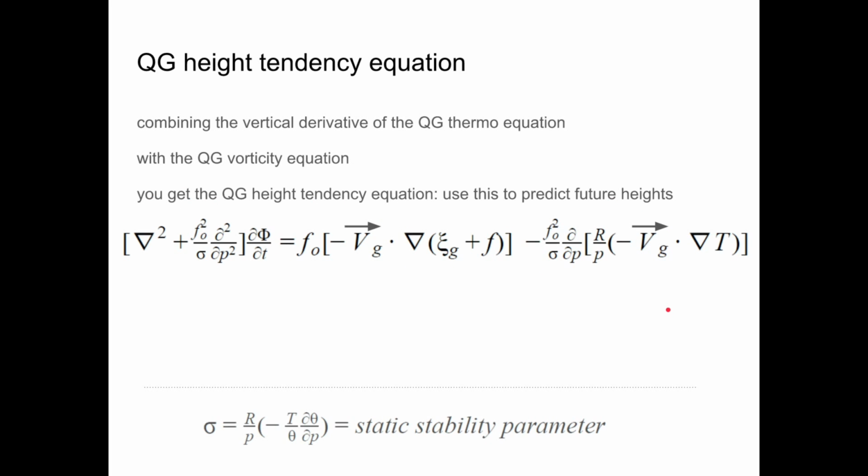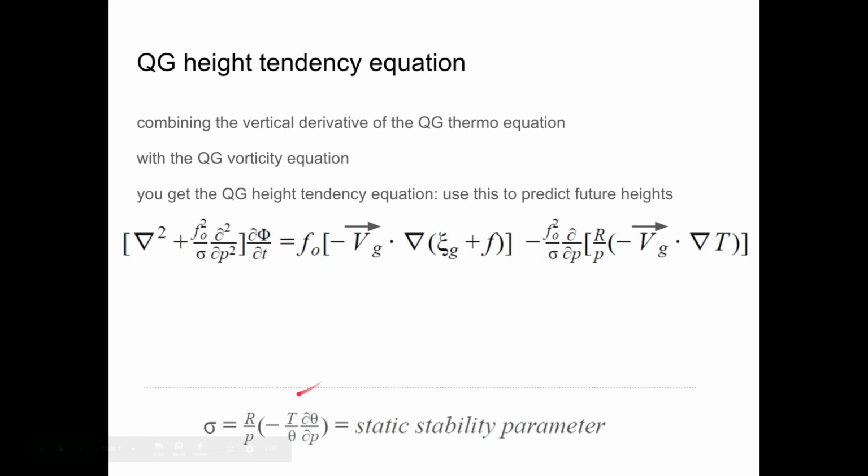So we can combine the thermo and vorticity equations in a little bit different way and keep a height tendency, keep a time derivative of the geopotential height, basically the height of a constant pressure surface, and use this to predict the future heights. And so this is called the QG height tendency equation. And it looks like this. So you can see there's a lot of similar looking terms as we went through in the omega equation, but it's a little bit different.